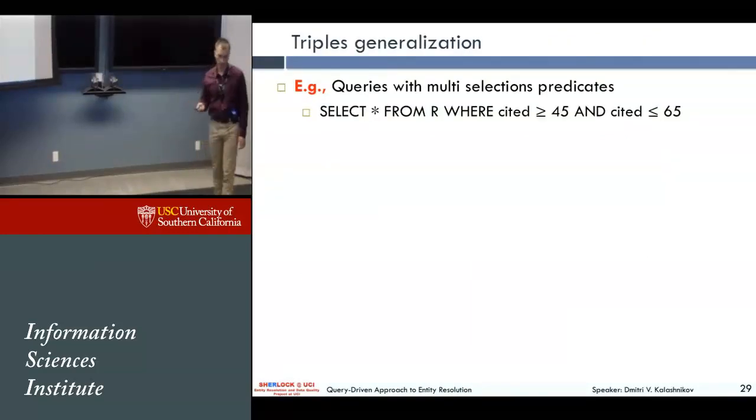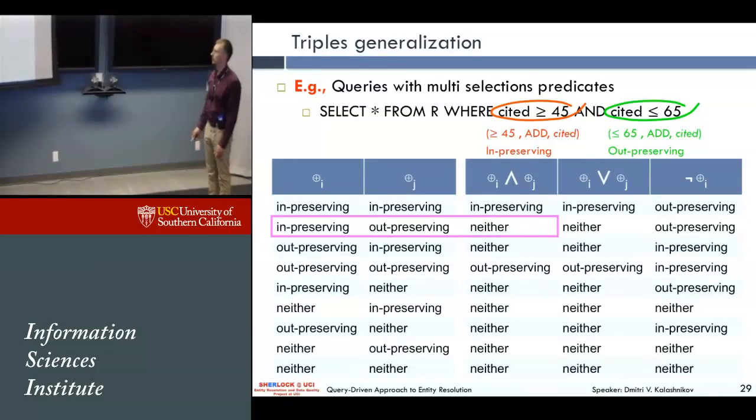So how do you handle queries with multiple predicates? You can prove the following properties: based on base combined functions, combinations can be proven to be either in-preserving or out-preserving. For example, if you have an in-preserving combined function and an in-preserving combined function, then say AND and OR is also in-preserving.